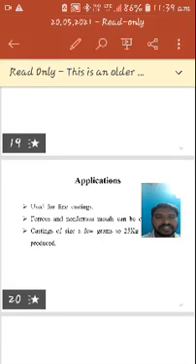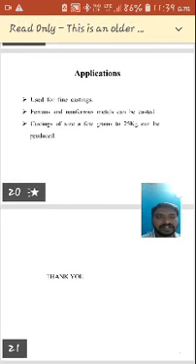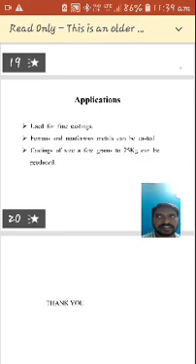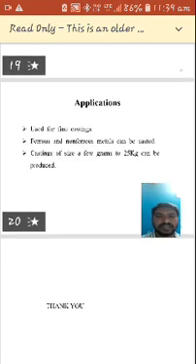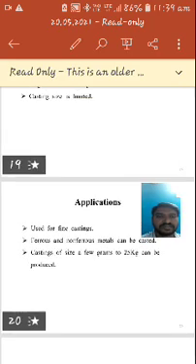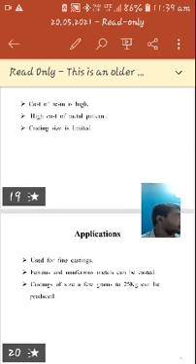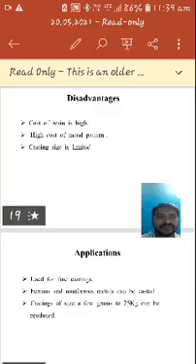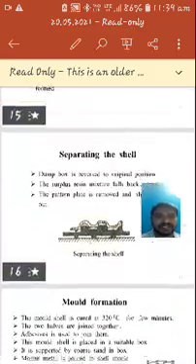In today's class we discussed three molding processes: cement bonded molding, ceramic molding, and shell molding. The name indicates the preparation of a shell.